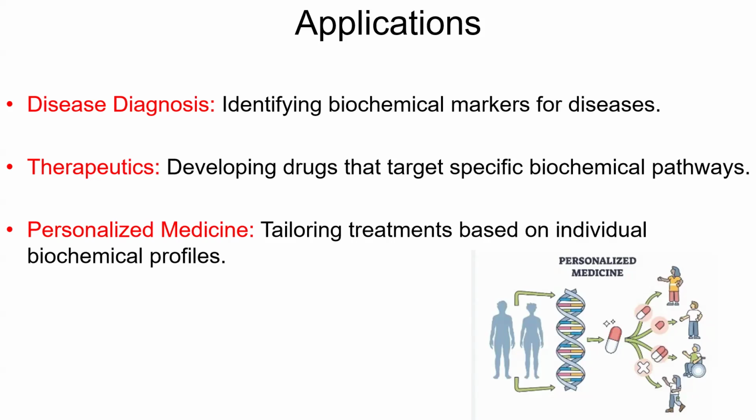And also at the same time, the knowledge of biochemistry can help in personalized medicine by tailoring treatment based on individual biochemical profiles. In personalized medicine, biochemistry can help you identify a particular individual, understand the metabolic profile of that individual, and then develop drugs specific to that individual. That is personalized medicine. It's like a one-person medicine.